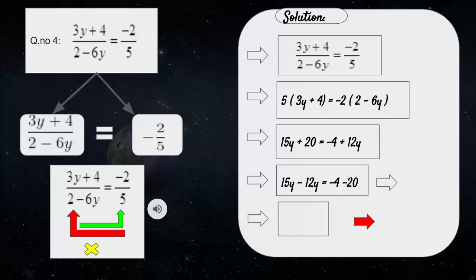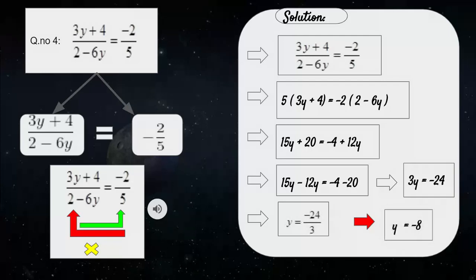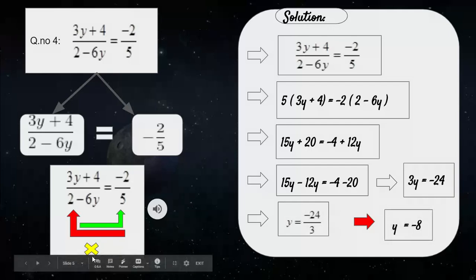Now from left side plus 20 will shift as minus 20. Minus 4 is already there. So minus 4 minus 20. 15 minus 12, 3. So left side remaining 3y is equal to right side minus 4 minus 20. Both are negative integers. Add them together and put minus sign. So minus 24. Therefore y is equal to minus 24 upon 3. So 3 eights are 24 and the sign is negative. So the value of y is equal to minus 8.